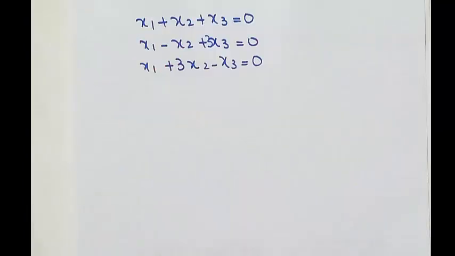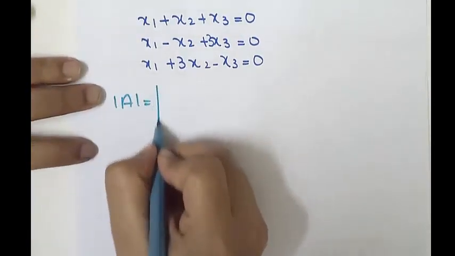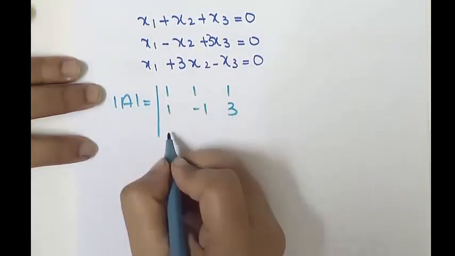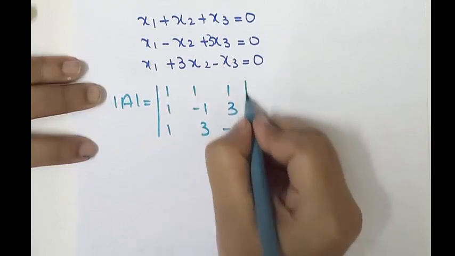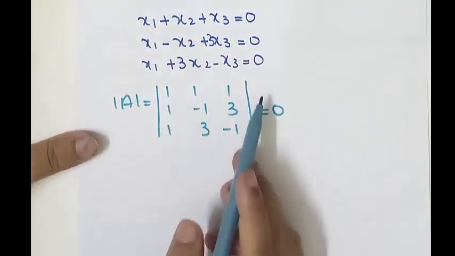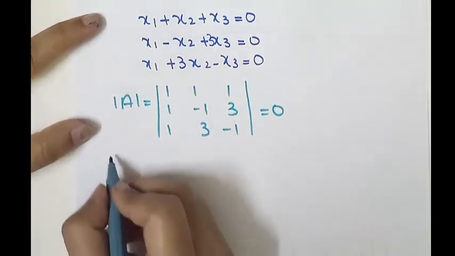So let's take another example and check whether its solution is trivial or non-trivial. So, finding the determinant first, we have 1, 1, 1, 1, minus 1, 3, 1, 3 and minus 1. We can solve by two ways, either by making 0 in the row and column and expanding them, or we can solve by the general method.